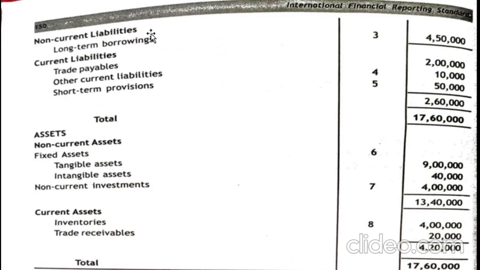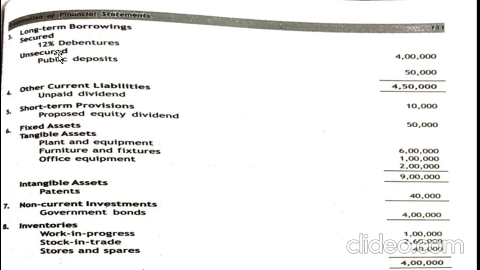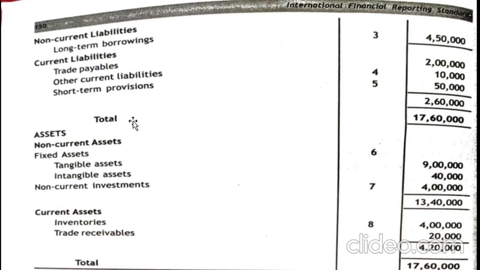Next is your non-current liabilities. Under non-current liabilities, you have long-term borrowings. For this the working note is 3. So under long-term borrowings, secured and unsecured, you have got a total of 4 lakh 50,000. So we will be taking under the heading non-current liabilities, long-term borrowings, working note 3, 4 lakh 50,000.